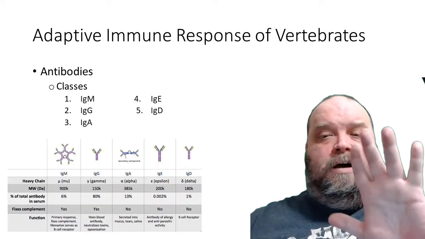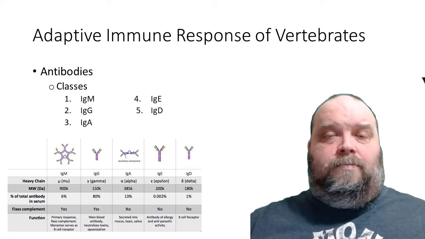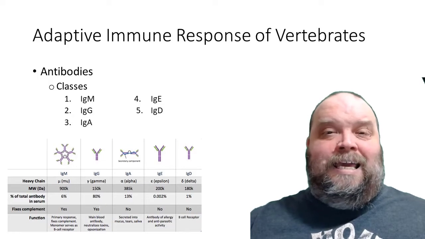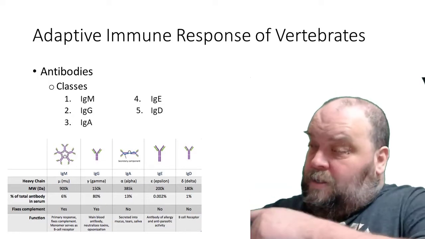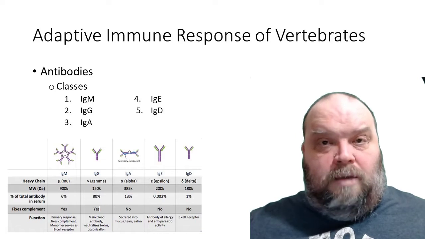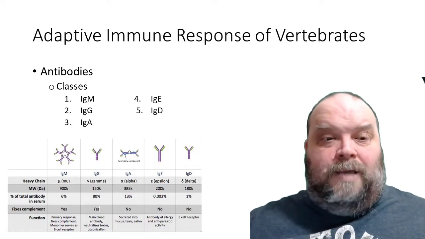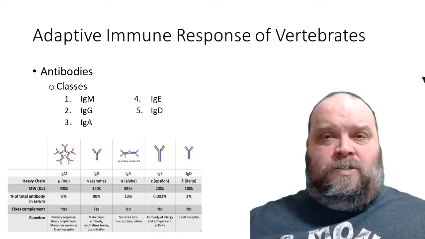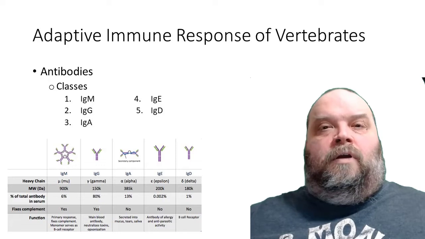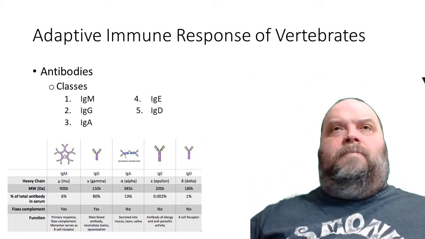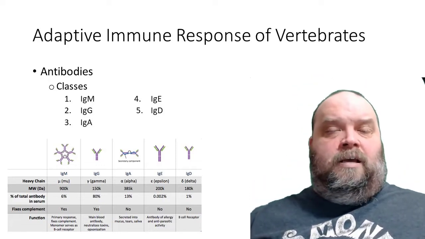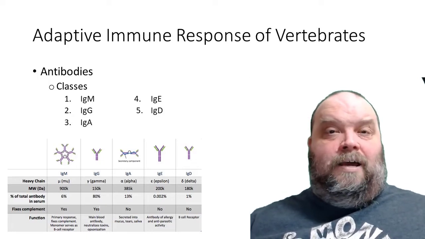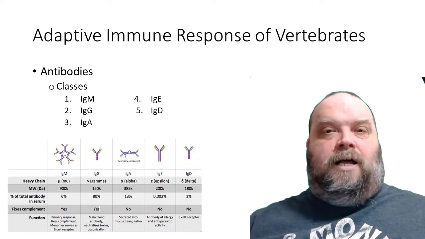5 classes of antibodies. Ig, immunoglobulin, then it's M, G, A, E, D. And if you look right there in the middle, you'll see the different shapes they have. M has that pentameric antibody shape. Yes, that's exactly what it looks like, that snowflake-looking thing. If you were to take immunology, you would learn that the IgM is the first class of antibody that a newly maturing B cell will make.